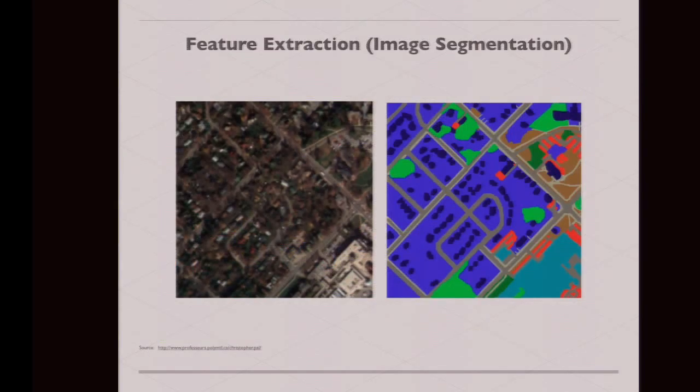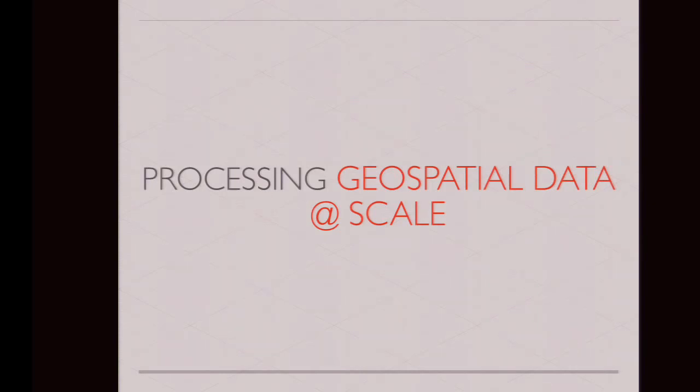Another geospatial operation is feature extraction, or in the computer vision world, it's known as image segmentation, where we take a raster and we move to a vector. If you have a satellite image, you might want to extract the road network out and actually get the lines of the road network. So that's a pretty interesting one.